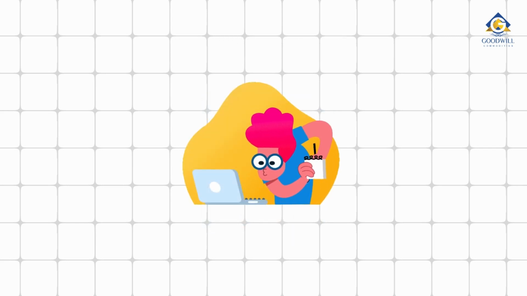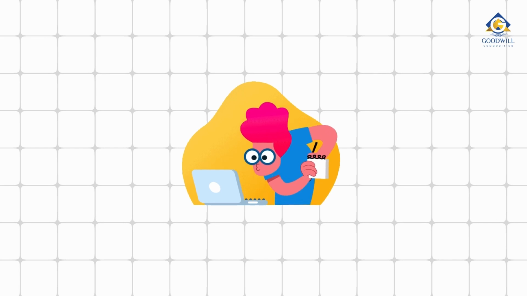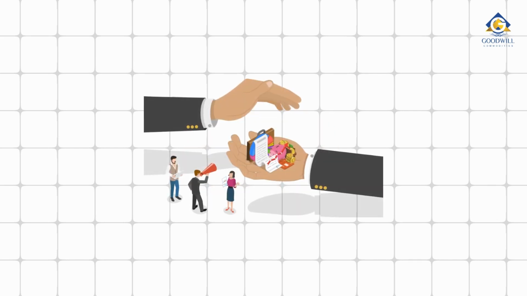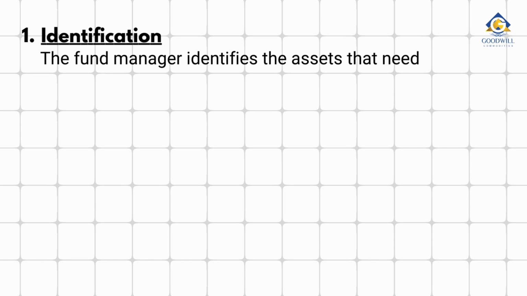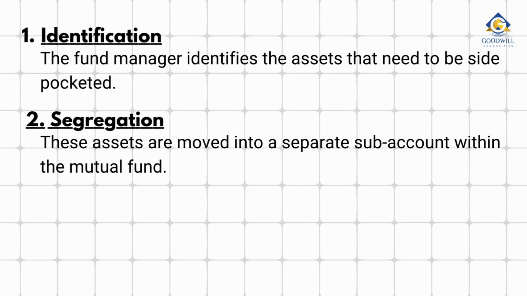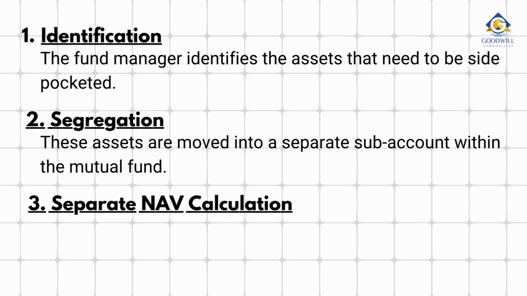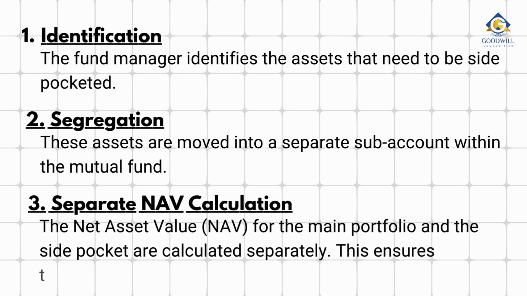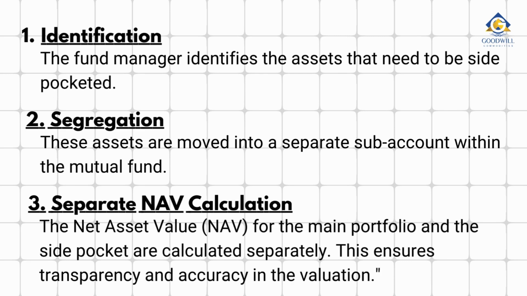Now, let's break down how side pocketing works in practice. When a fund decides to side pocket certain assets, here's the process. 1. Identification. The fund manager identifies the assets that need to be side pocketed. 2. Segregation. These assets are moved into a separate subaccount within the mutual fund. 3. Separate NAV calculation. The net asset value, NAV, for the main portfolio and the side pocket are calculated separately. This ensures transparency and accuracy in the valuation.